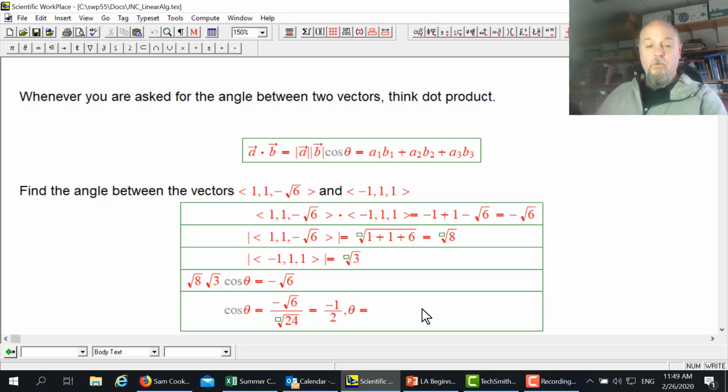Theta must equal, got to think about arc cosine of minus a half, 60 degrees. We can write 60 degrees, or let's keep it in radians, pi over 3. Oh no, not 60 degrees, because it's got to be minus 2 pi over 3. So the cosine of 2 pi over 3 is minus 1/2. So now I've got the angle between the two vectors.